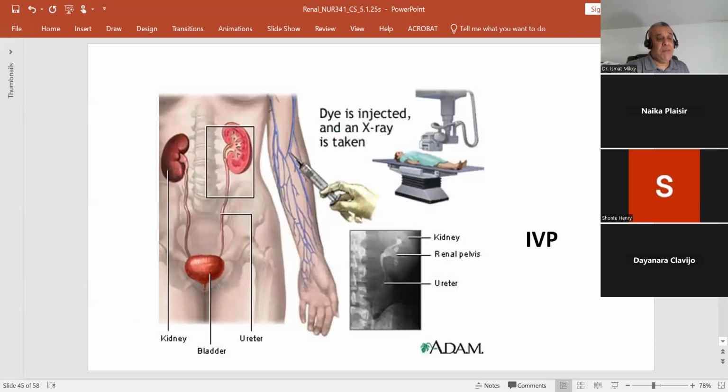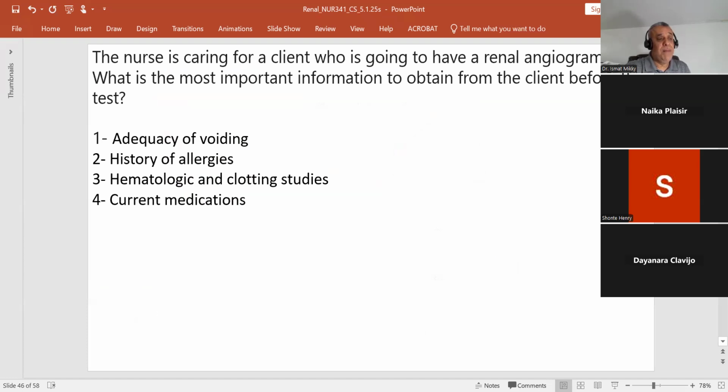So this is IVP, intravenous pyelography. Inject the patient with a contrast media, and then they will do the X-ray to highlight or outline the urinary tract to find out any abnormality.